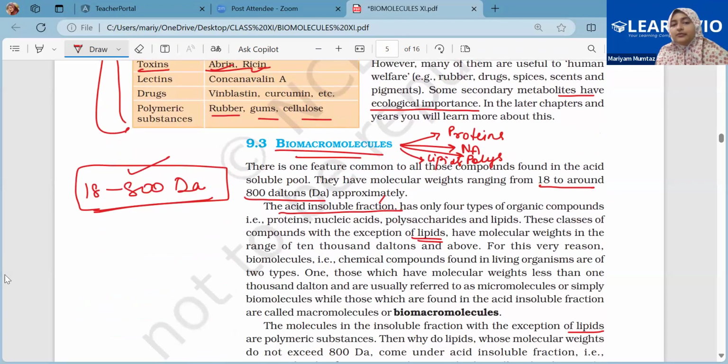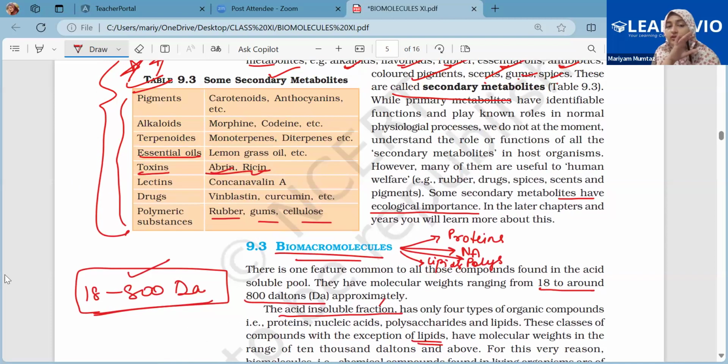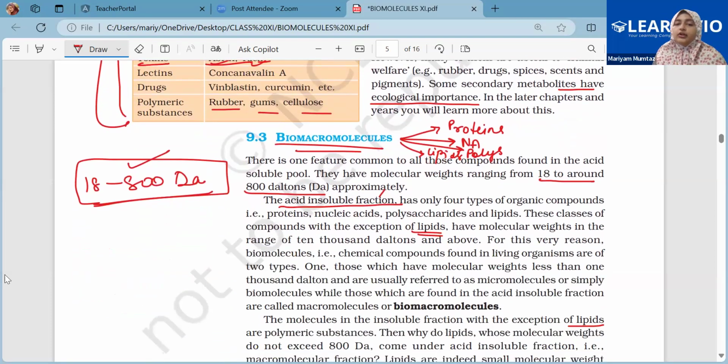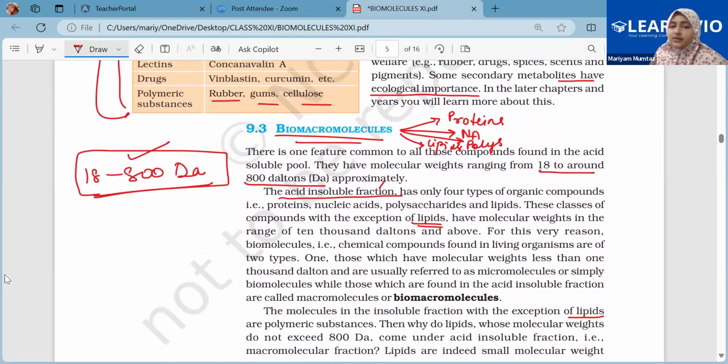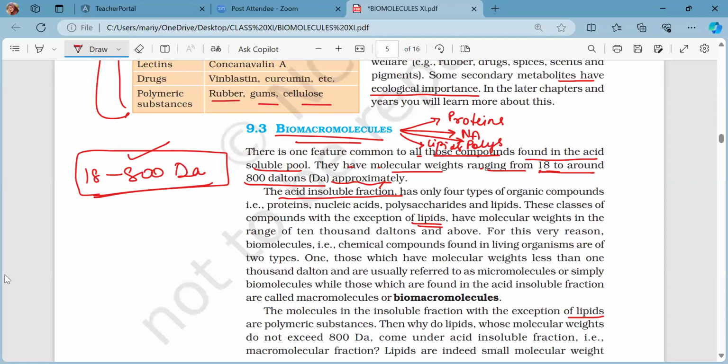Now we'll talk about biomacromolecules, and this chart is very important. So learn it by heart. Now talking about biomacromolecules. There is one feature common to all those compounds found in the acid-soluble fraction. They have molecular weights ranging from 18 to 800 Dalton approximately. And they are found in the acid-soluble fraction. What are the biomacromolecules? Proteins, nucleic acids, lipids, and polysaccharides.